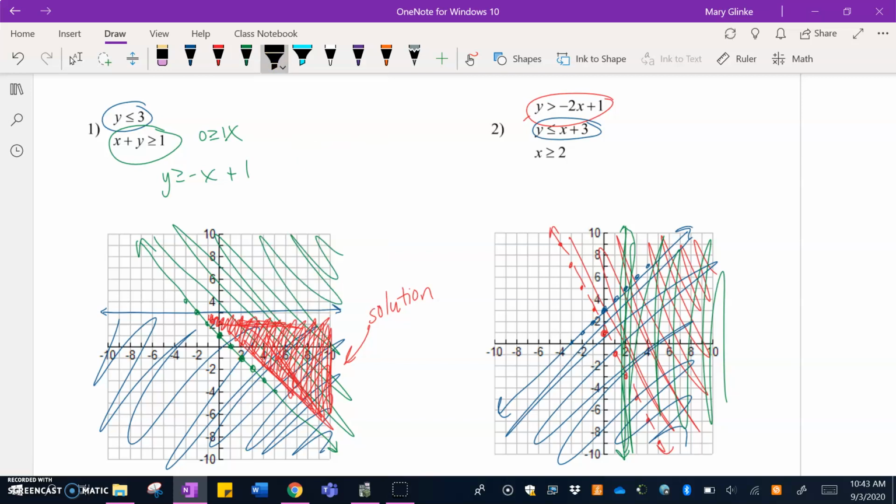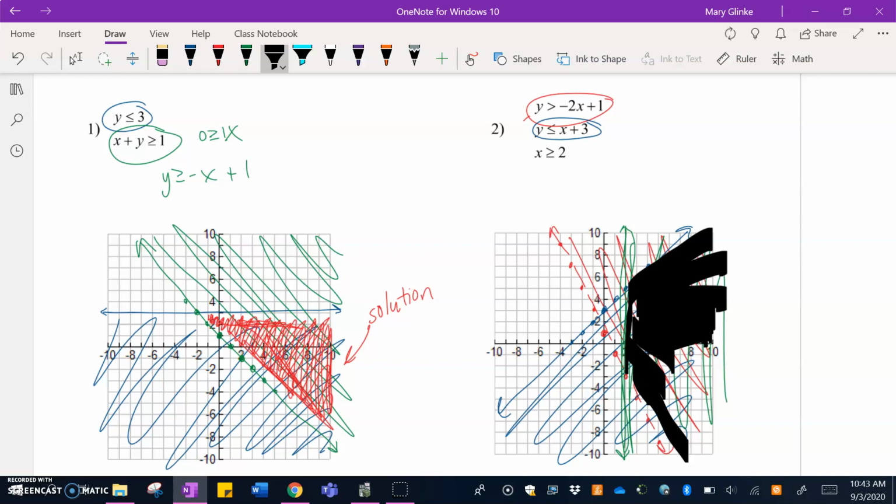So again, for this one, there's a lot to look at here. I'm going to use a dark highlighter. So you're going to look for where the red, blue, and green are all overlapping. So our bound here is at 2, and then everything over here. So this over here would be our solution.